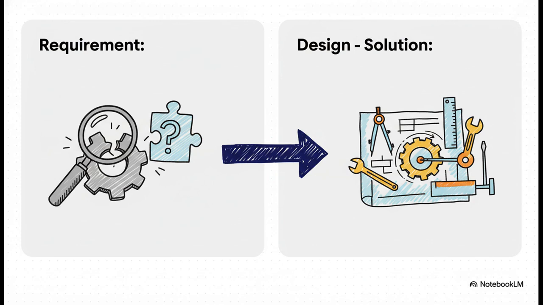Mixing them up, jumping into building a solution before you truly understand the need, that is a classic project killer. It leads to wasted time, blown budgets, and a product that, in the end, doesn't solve the actual problem. A great BA makes sure the team gets the requirement right first. Only then do you move on to the design.